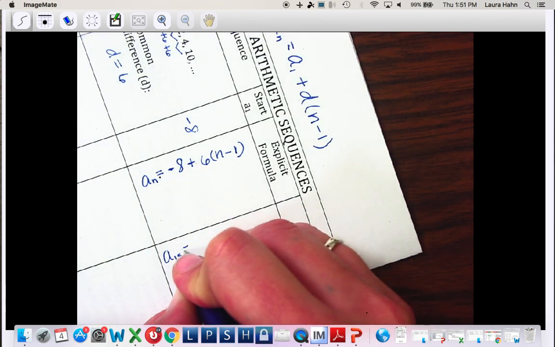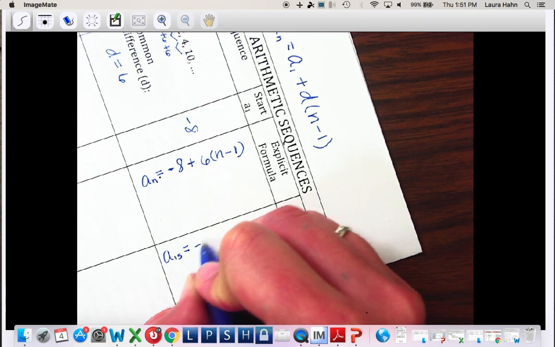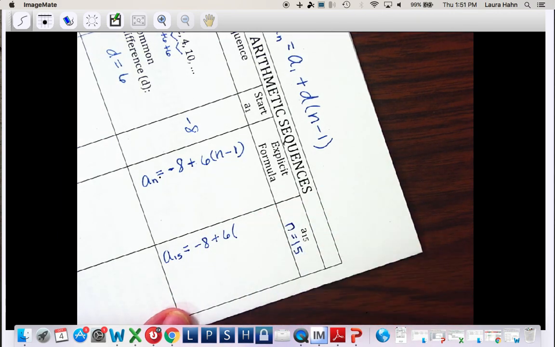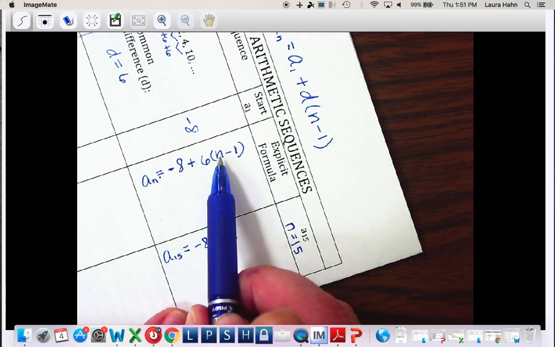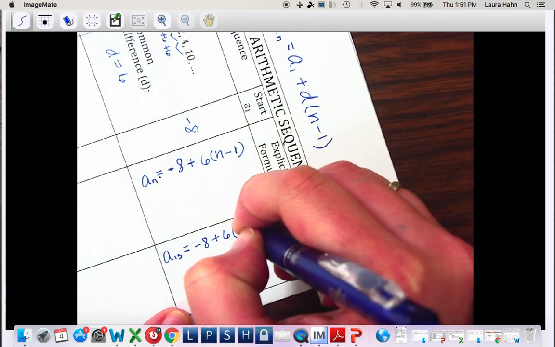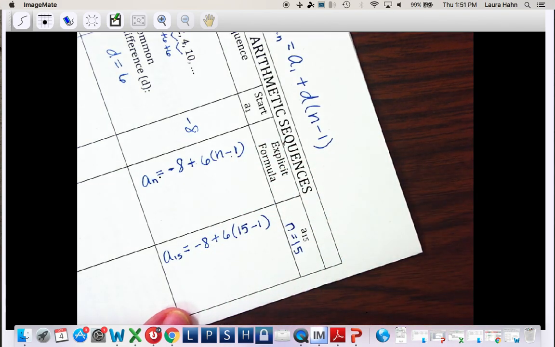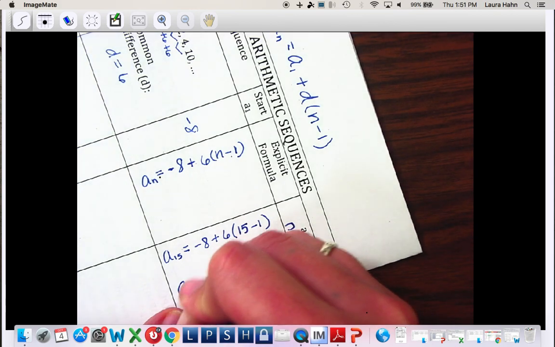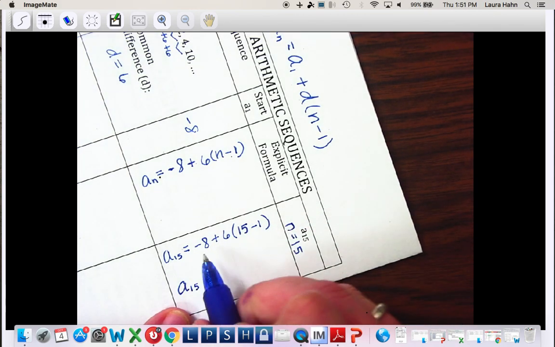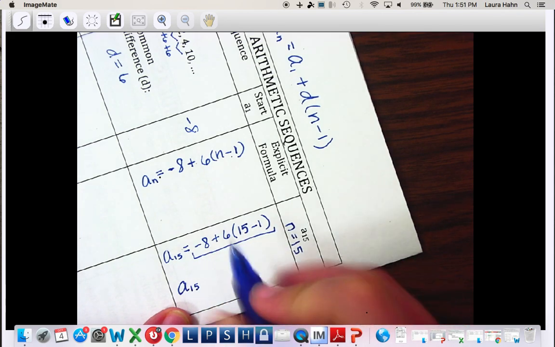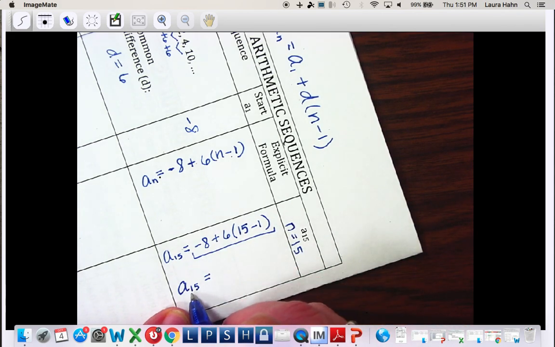Equals -8 plus 6, open parentheses. Well, we're trying to figure out our 15th number, so I'm going to put 15 right there for n, minus 1. So all I have to do now is to type this piece right here into the calculator to figure out what the 15th term will be. So my 15th term is equal to, so I'm going to pull up my calculator on my computer.